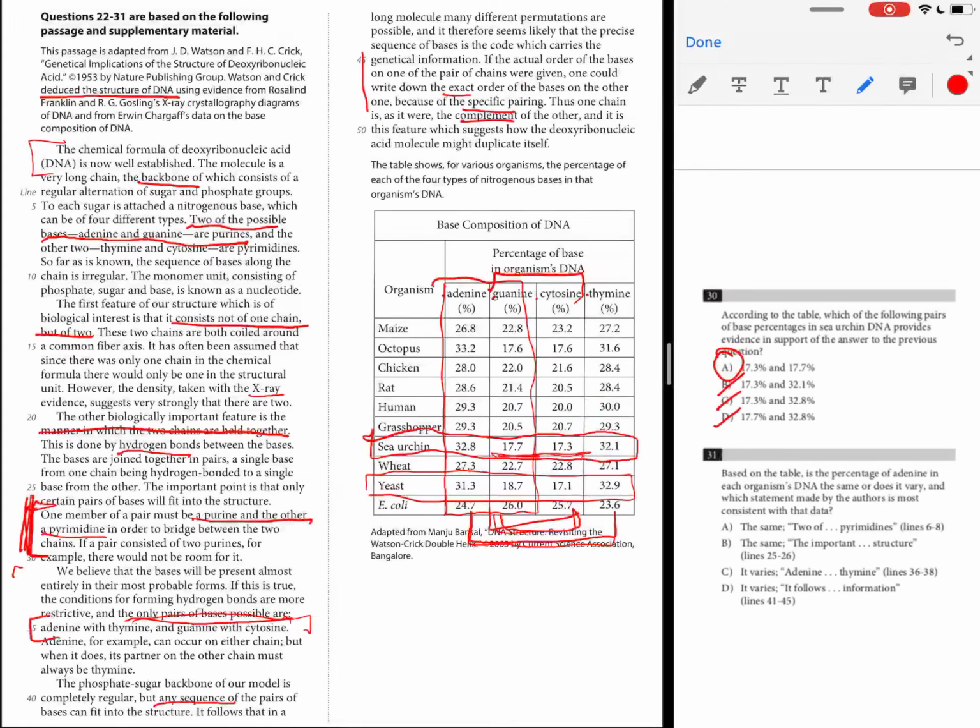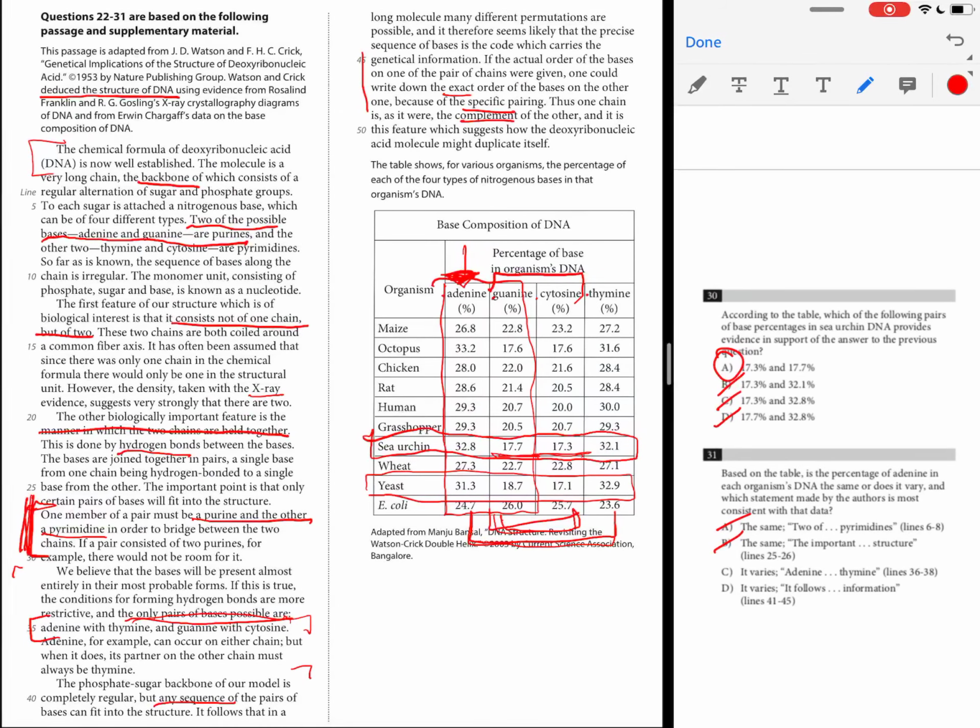Moving on. 31. Based on the table, is the percentage of adenine in each organism's DNA the same, or does it vary? And which statement made by the authors is most consistent with that data? Okay, adenine definitely is not the same for all the organisms. So it's going to vary. And so it's going to be between C and D. And the place that they talked about the possibility of it varying would be at the end, where they're talking about the sequences, most likely. And so I'm going to look at those, or evidence from this paragraph first.